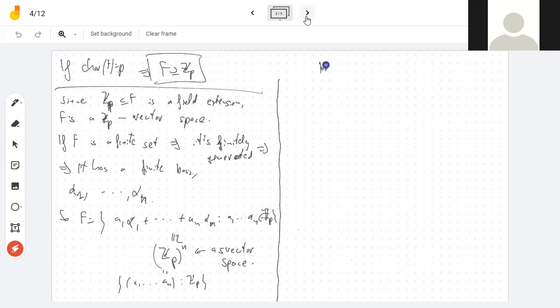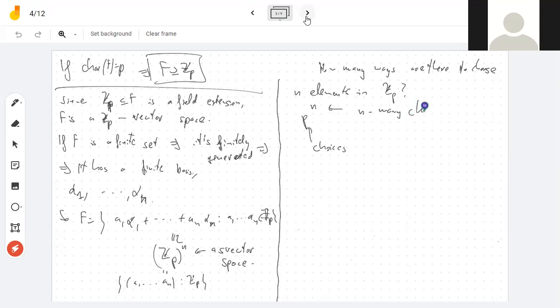So how many ways are there to choose N elements in Z_P? Well, there's P choices, there's P elements. And you make N many choices. So if P is 3, there's 3 for the first number, 3 for the second, 3 for the third, and then to compute the total, you just multiply. So F has P to the N elements just because it's a vector space.